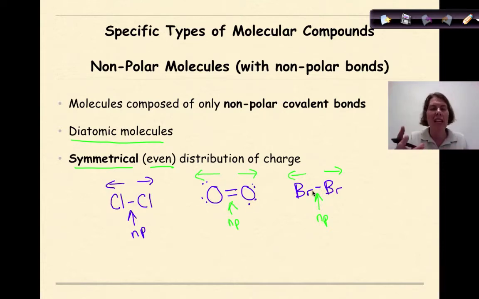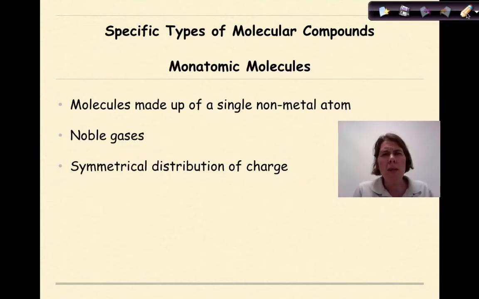Notice here there's no slightly positive, slightly negative symbols being used because there's no pull. There's even pull in all directions. So another type of molecule that we're going to look at is something known as a monatomic molecule. If you look at the word monatomic, the mono part means one, and the atomic part means atom. So these are one-atom molecules.